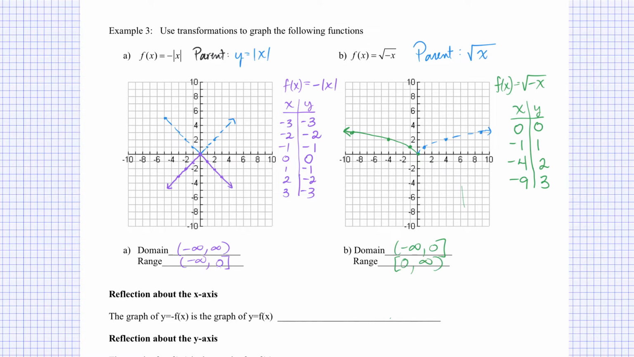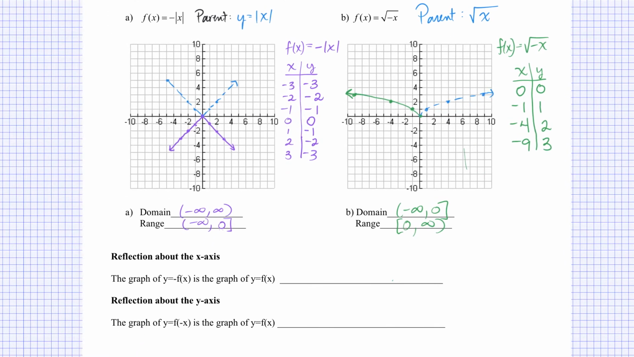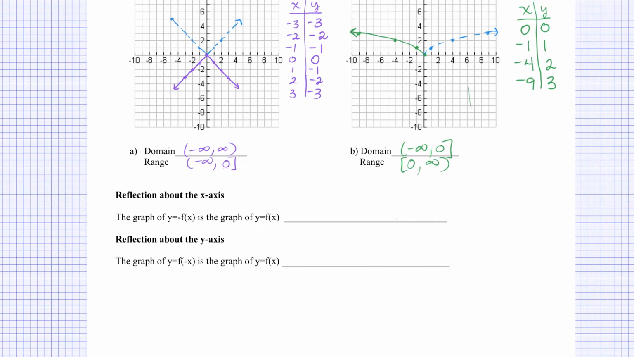And the generalization or takeaway that I can make from these two examples is that a reflection about the x-axis is defined by the graph of y equals the opposite of f of x is the graph of y equals f of x reflected about the x-axis. And the graph of y equals f of the opposite of x is a graph of y equals f of x reflected about the y-axis.